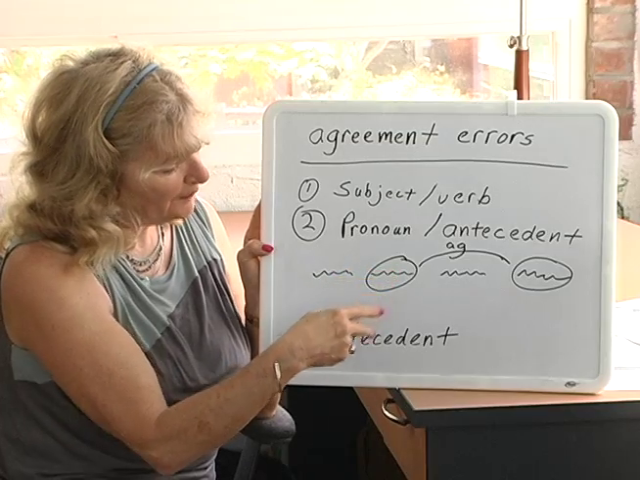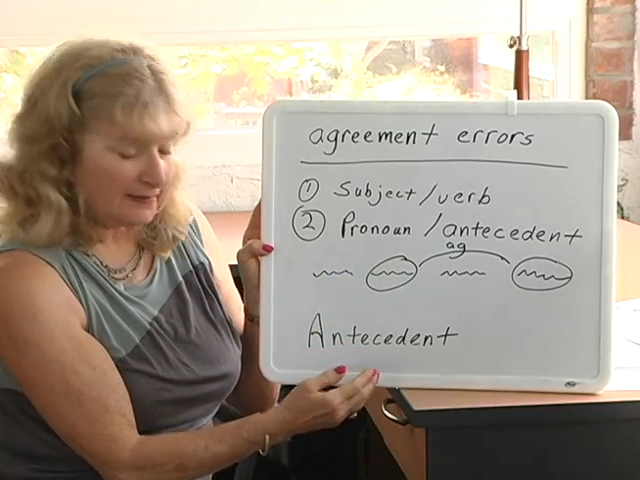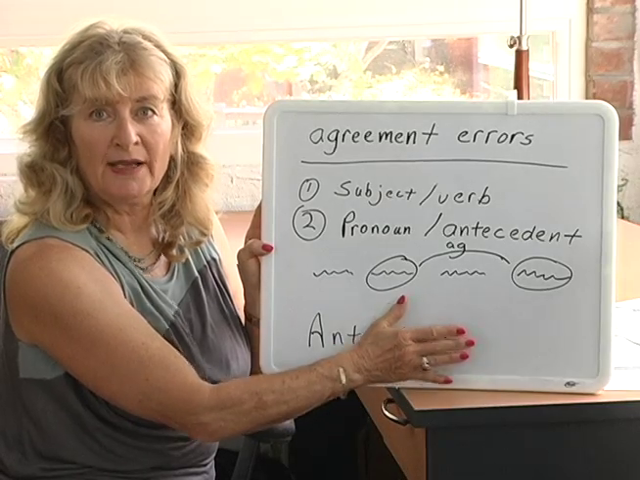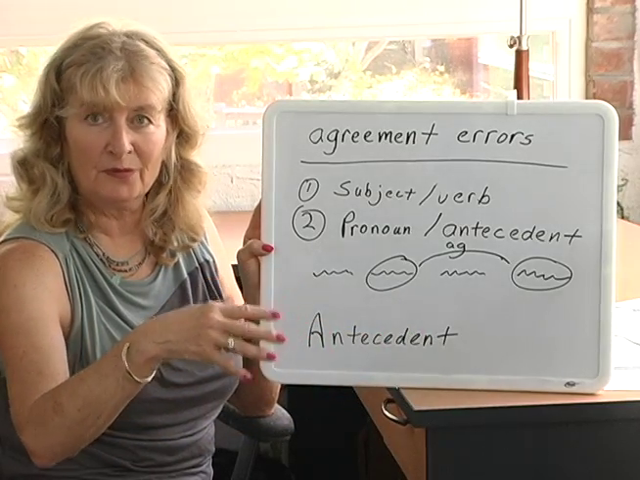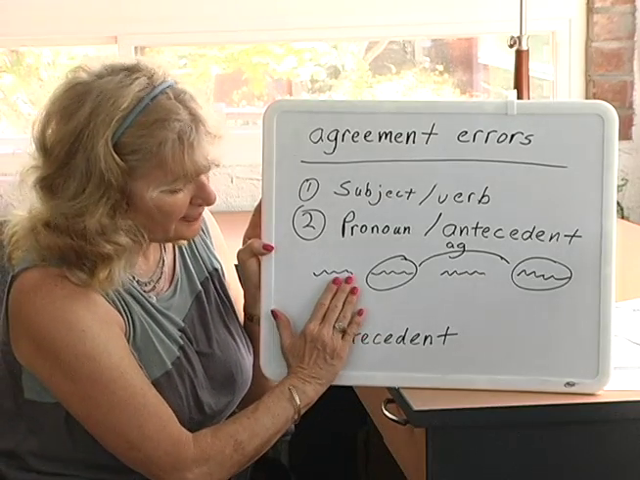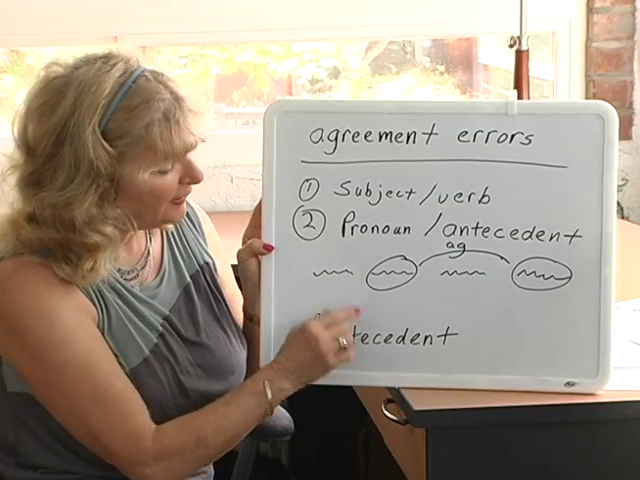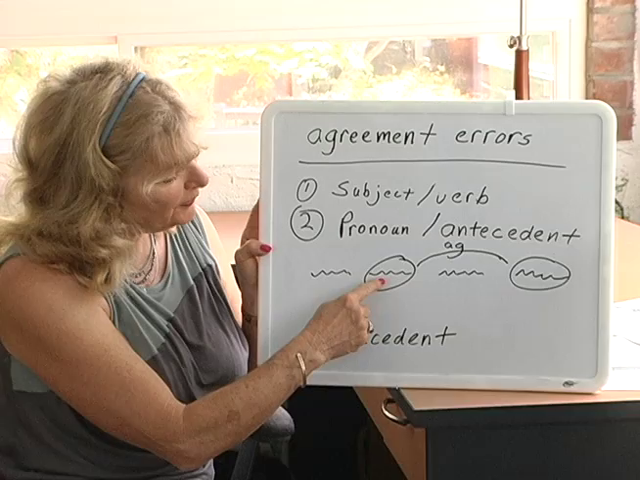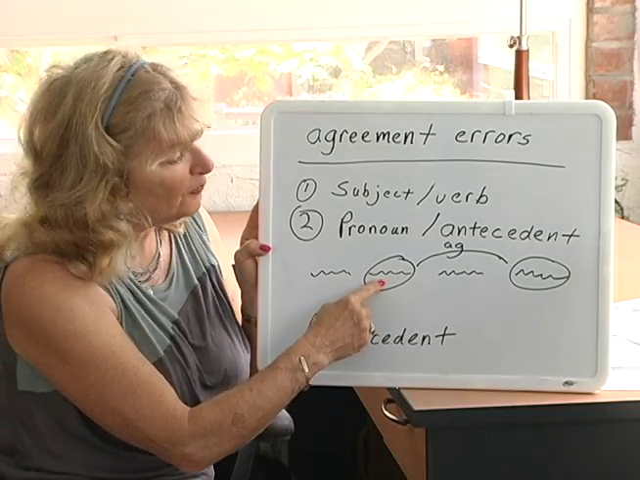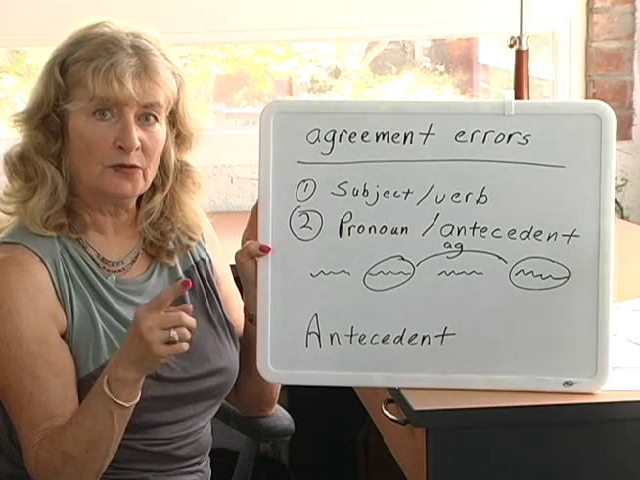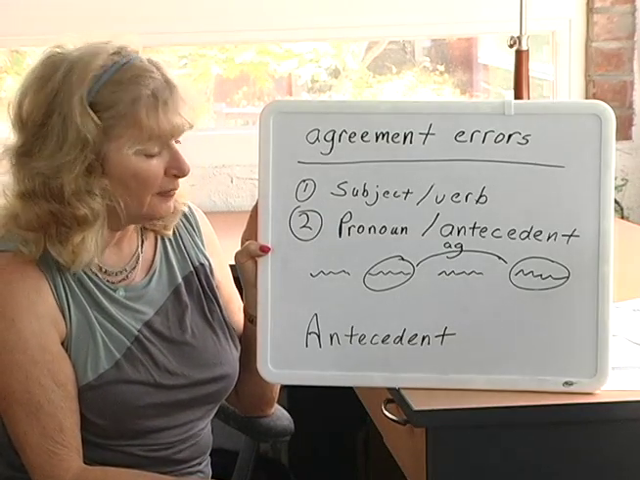So antecedent comes from Latin. The first part of it is ante. Those of you who play poker might know the word to ante up. That's which comes before. Cedent, the second part, is what follows. So an antecedent is actually that which comes before what follows. So it would be the word that comes before the one that followed it. So an antecedent is the word referred to by the pronoun.